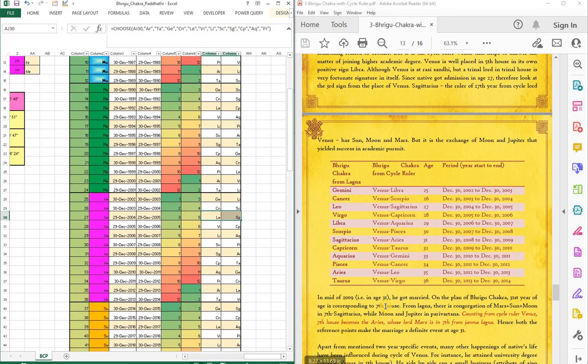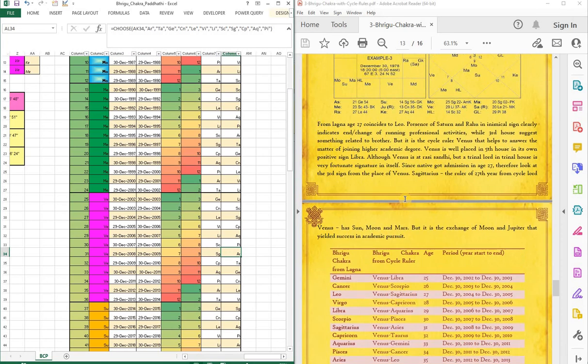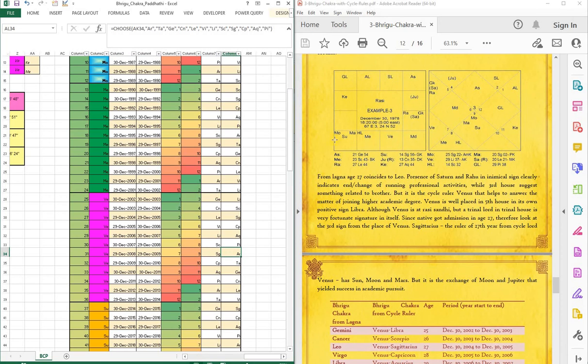In mid 2009, that is at the age of 31, he got married. So at 31, he got married. You can justify why he got married. So Sagittarius and Aries are the signs showing up here. Aries is here. Sagittarius is the seventh bhava, so very strongly indicative for marriage. And Aries is the seventh from Venus. That's also quite indicative of marriage.